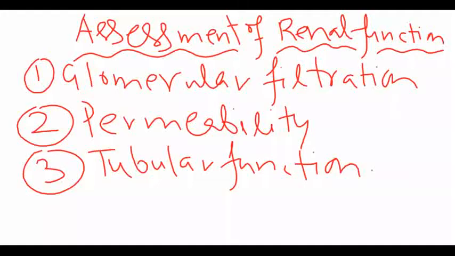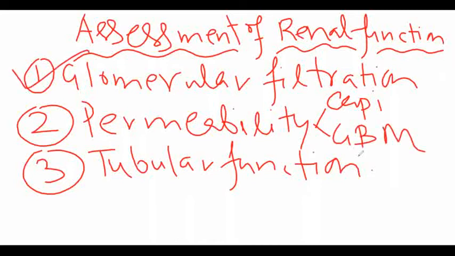Hello everybody, welcome back. In this session, we will be discussing the functional status of the kidney. In this section, we will mainly discuss glomerular filtration. Next is the permeability of the glomerular capillary network as well as the glomerular basement membrane, and the tubular function. So first, let's start with the glomerular filtration.